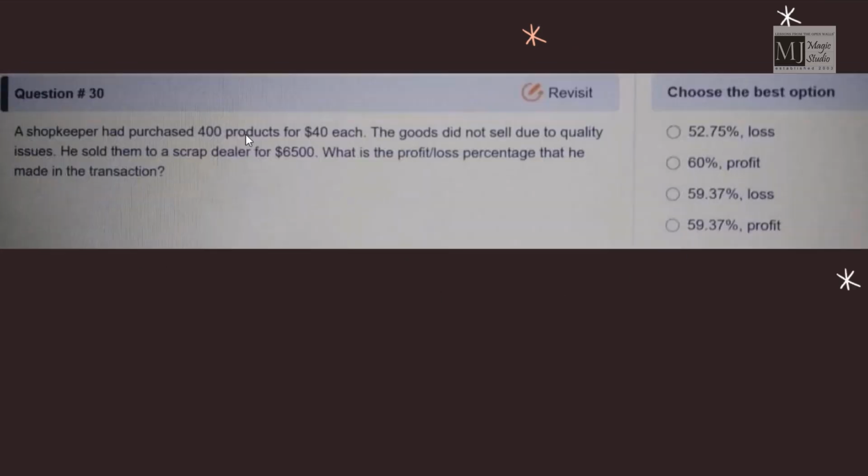A shopkeeper had purchased 400 products at the rate of $40 each. So his cost would be 400 into 40, $16,000. Okay. The goods did not sell due to quality issues. He sold them to a scrap dealer for 6500. Selling price is just 6500. What is the profit or loss percentage that he made in the transaction?